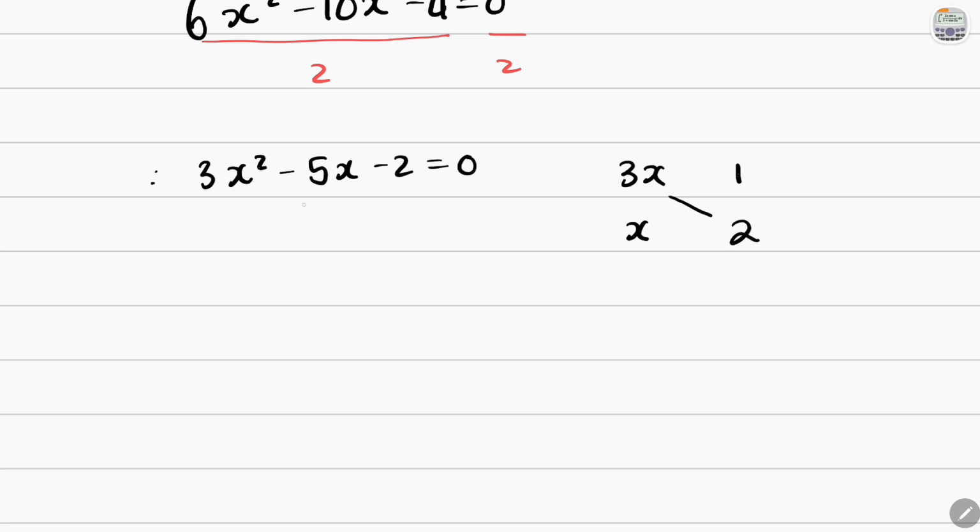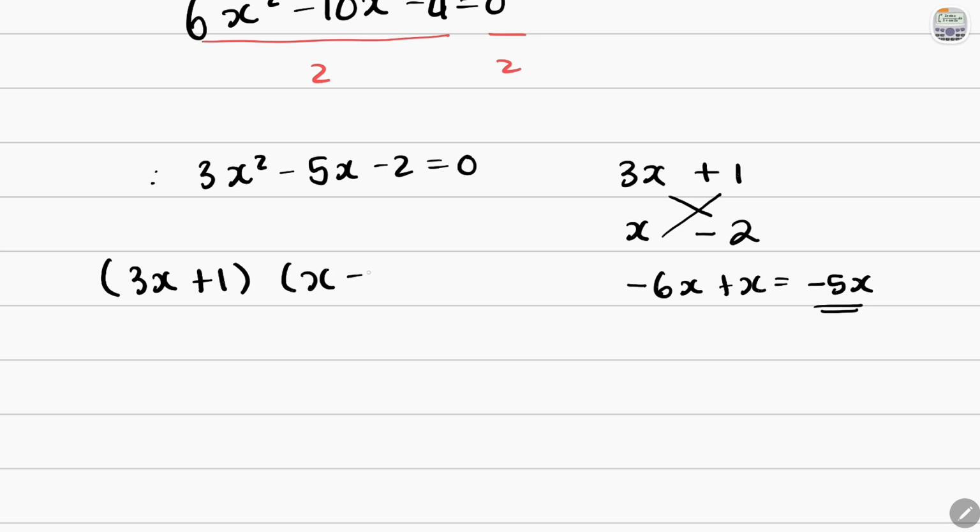So now we need to ensure that this stays negative. For it to stay negative, give the negative to the product that is going to become the bigger value. That would be this. So give this the negative, give that the positive. So this becomes -6x, and that is positive x, which indeed does give us -5x, just like the middle term we have here. So our factors are 3x plus 1 and x minus 2 equals 0.